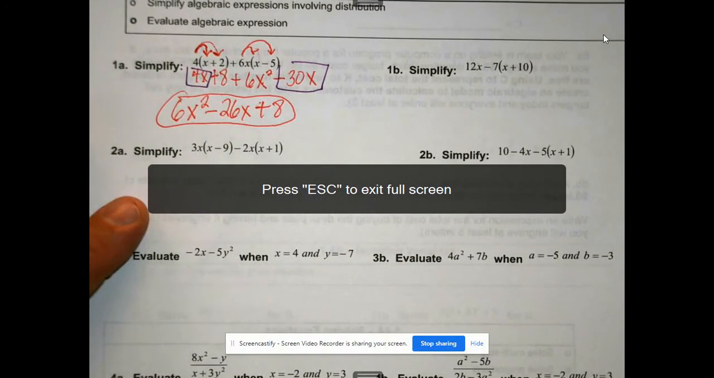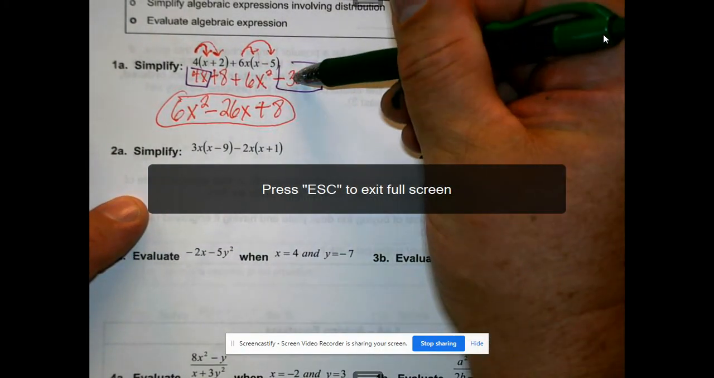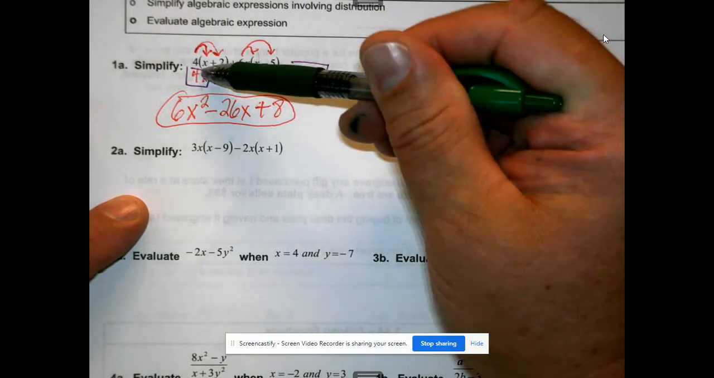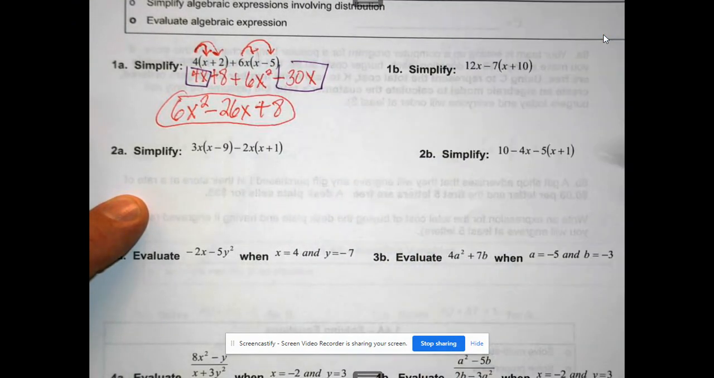Do you see it now? The negative 30x plus a 4x. Yeah, I thought you had to subtract the 4x, but there's no equal sign. Yeah, I've had a couple of students do that.